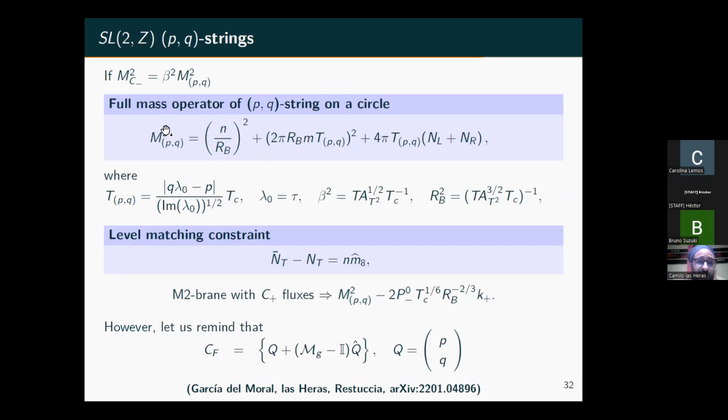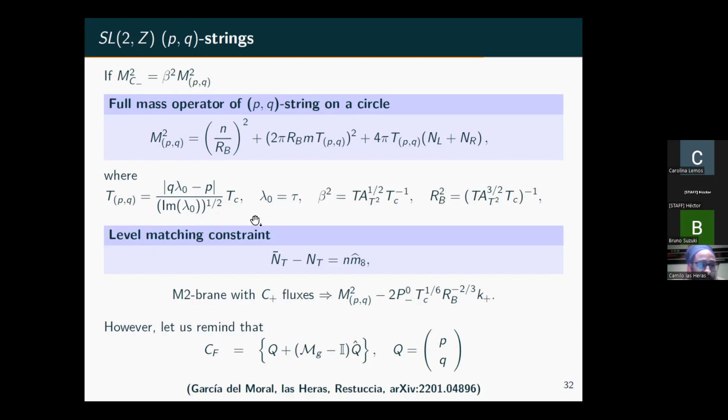Therefore, if we follow the procedure proposed by Schwarz, we are able to reproduce the full mass operator of a (p,q) string on a circle, including the oscillator terms, and we also did this work considering supersymmetric degrees of freedom that were not considered by Schwarz at first instance.